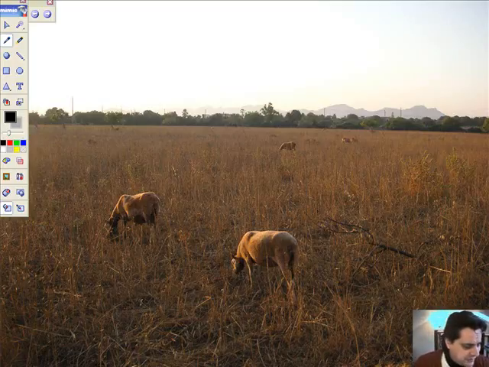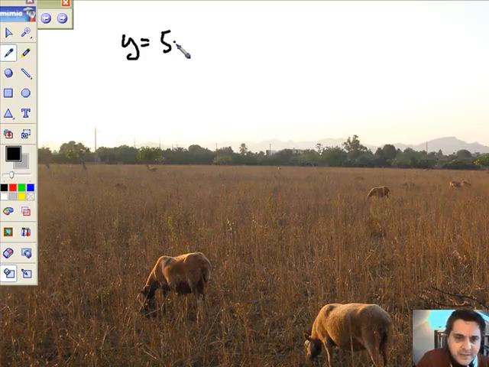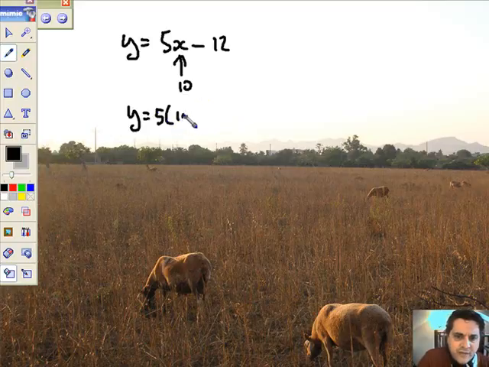Question 2, very straightforward. Let's just do the last two. I've got a formula y equals 5x minus 12. I'm told that x is worth 10 and I've got to work out the y. So in other words, I put a 10 in there. I've got y equals 5 lots of 10 take away 12. In other words, y equals 50 take away 12, and that's going to give us 38.